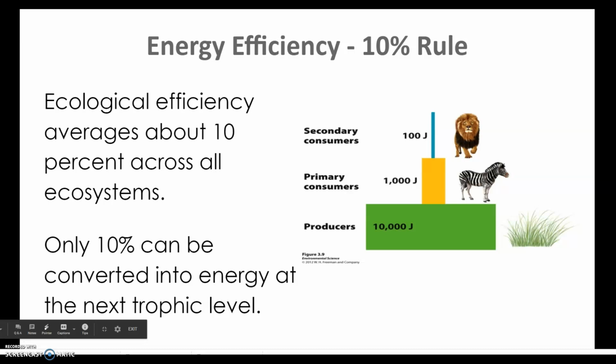So this is the 10% rule. You guys learned this in biology, and we're going to talk about this again, and you will use this all year. So the 10% rule is basically how efficient we are at moving up the trophic cascade and those trophic levels, okay? So producers make a lot of energy, and those primary consumers, they only gain 10% of that energy. It's only 10% can be converted into energy up to that next level.